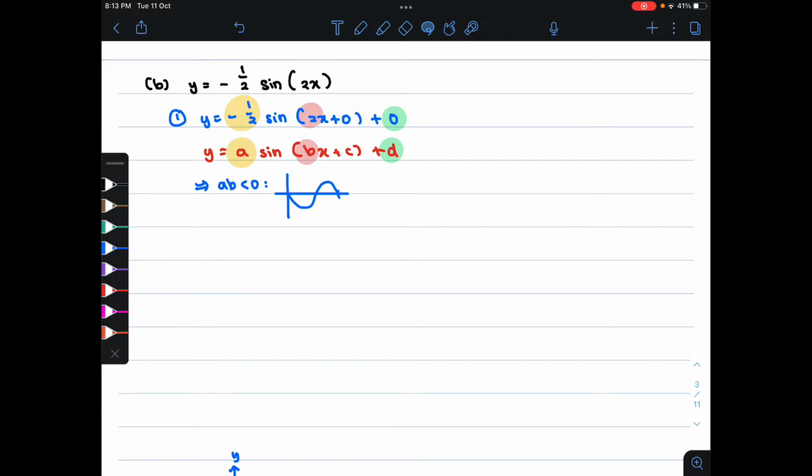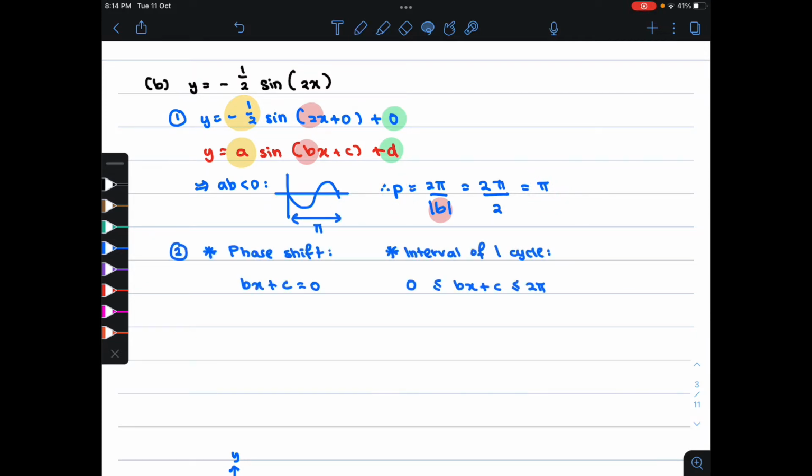Next, we need to find the period P. And we know that P is 2 pi over modulus B. So B is 2. Hence, period is pi. So note that period means it starts from 0 until pi.